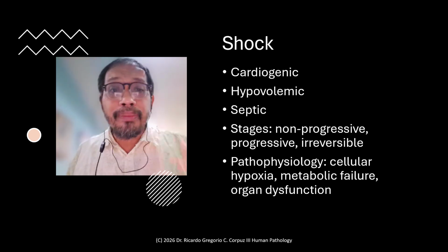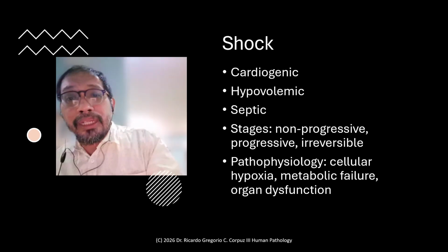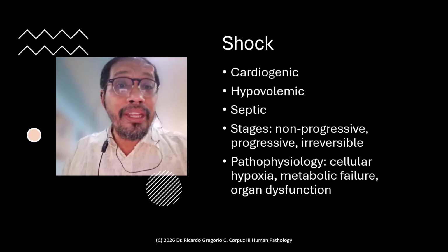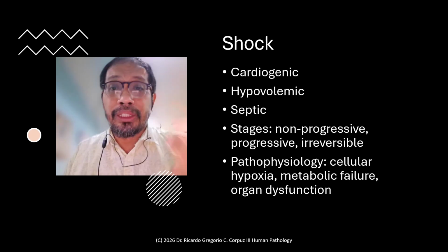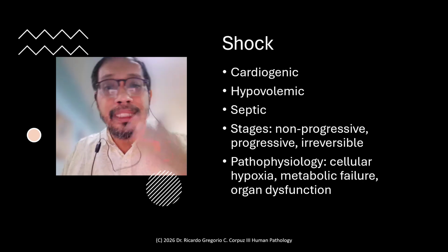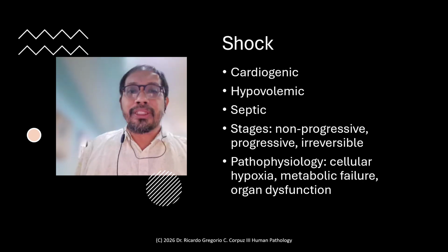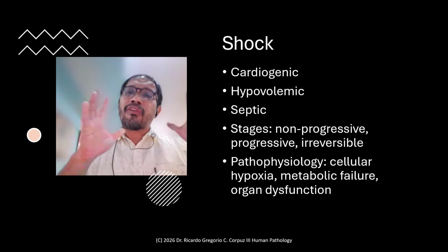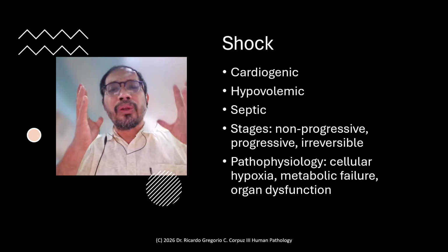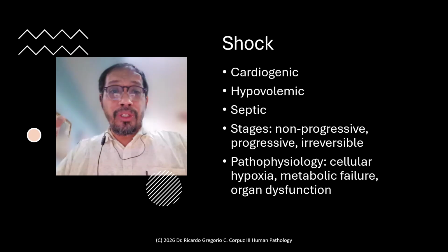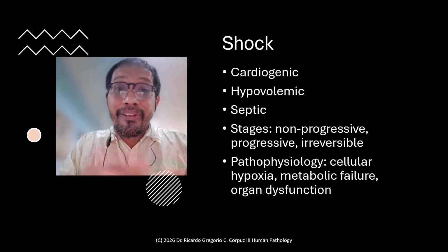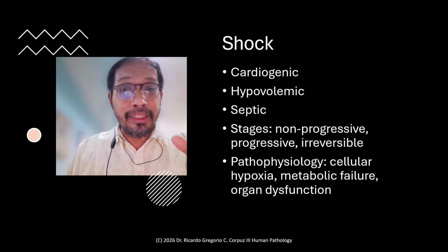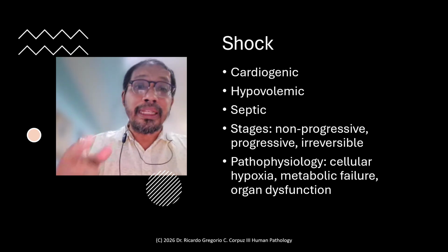When perfusion drops, cells shift to anaerobic metabolism, accumulate lactate, lose membrane integrity, and eventually undergo irreversible injury. This progression explains why shock is a medical emergency across all clinical settings. So why do all forms of shock converge on cellular hypoxia? Even though the triggers differ, the downstream effects are similar. Reduced perfusion leads to what?